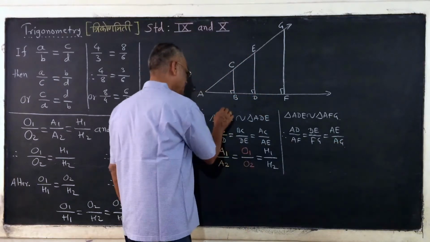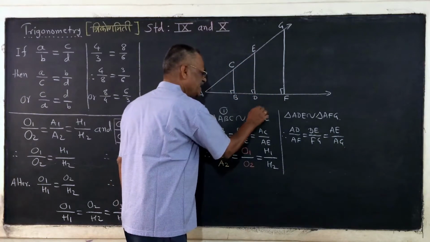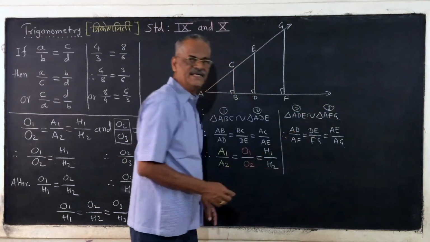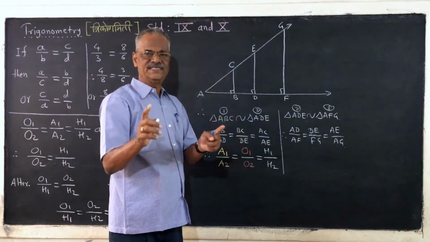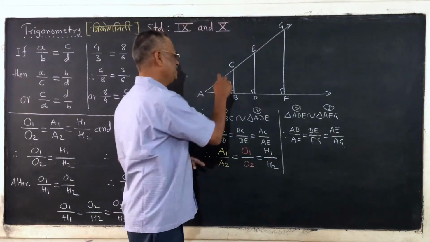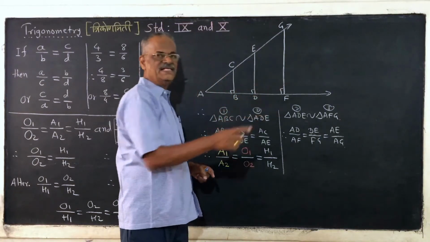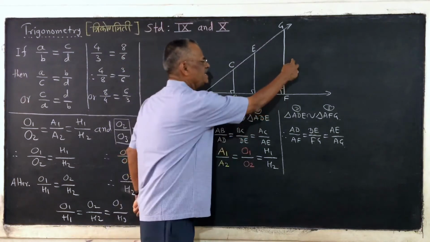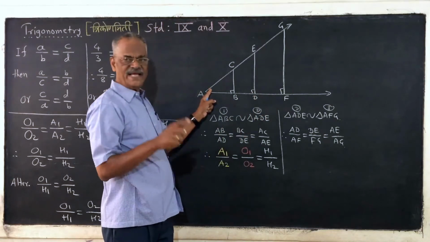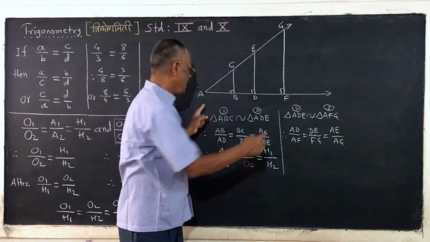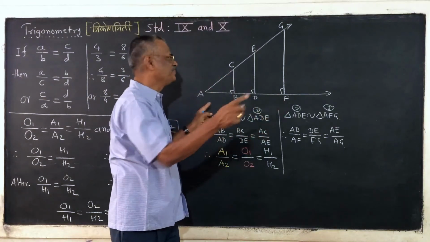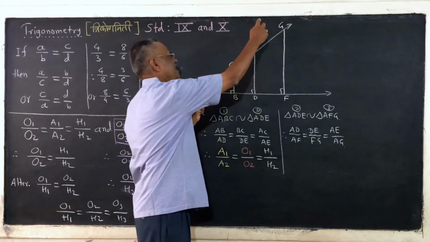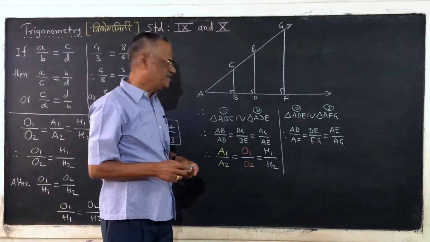So this is your first triangle, this is your second triangle, and this is your third triangle. All three triangles are similar to each other. They are right angle triangles. In the third triangle also, if you consider acute angle A, AF is the adjacent side, FG is the opposite side, and AG is the hypotenuse.